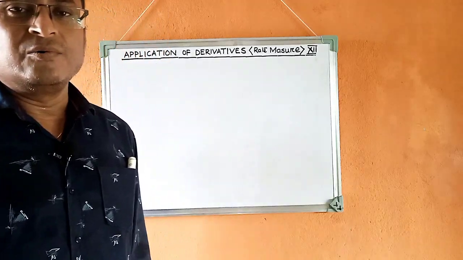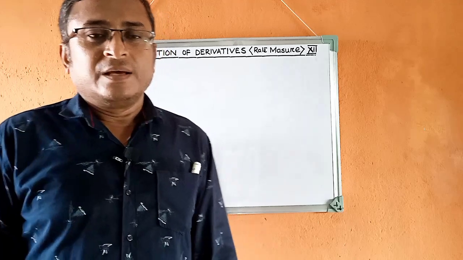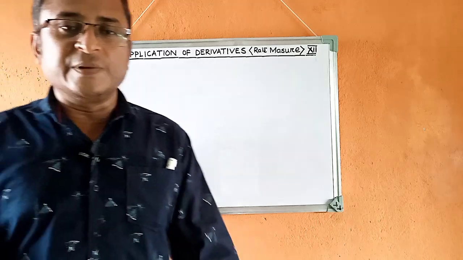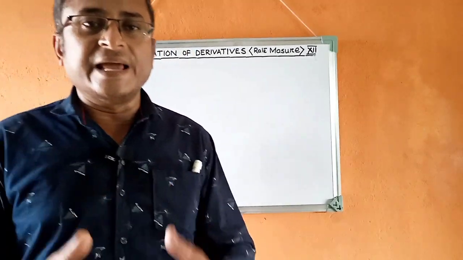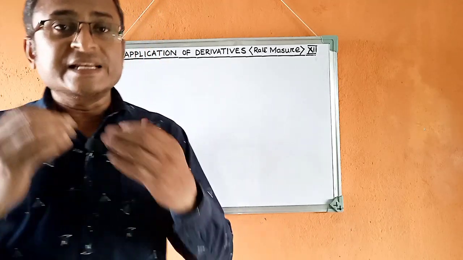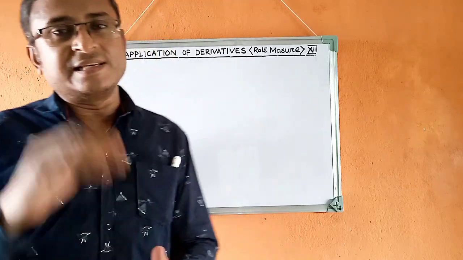Now there are three remarks. Number one: if y increases as x increases, then dy by dx is positive. And if y decreases as x increases, then dy by dx is negative.